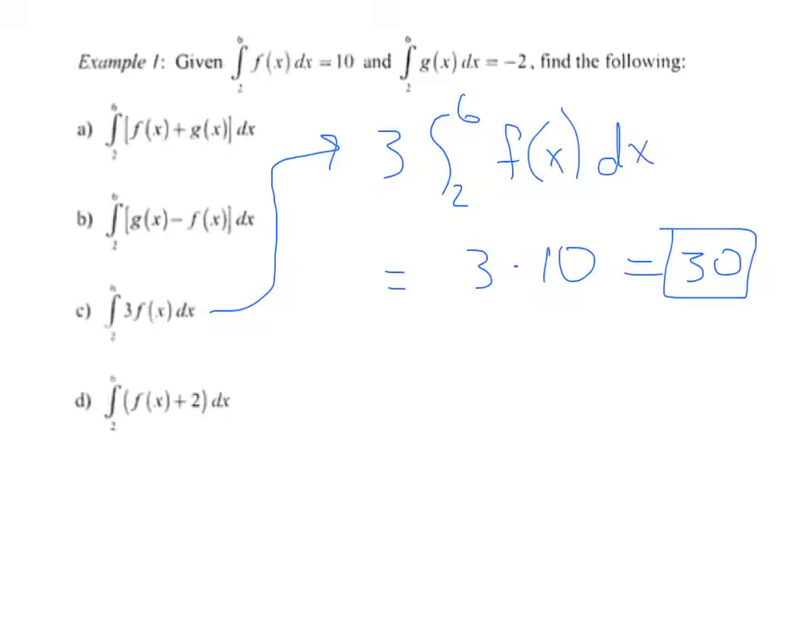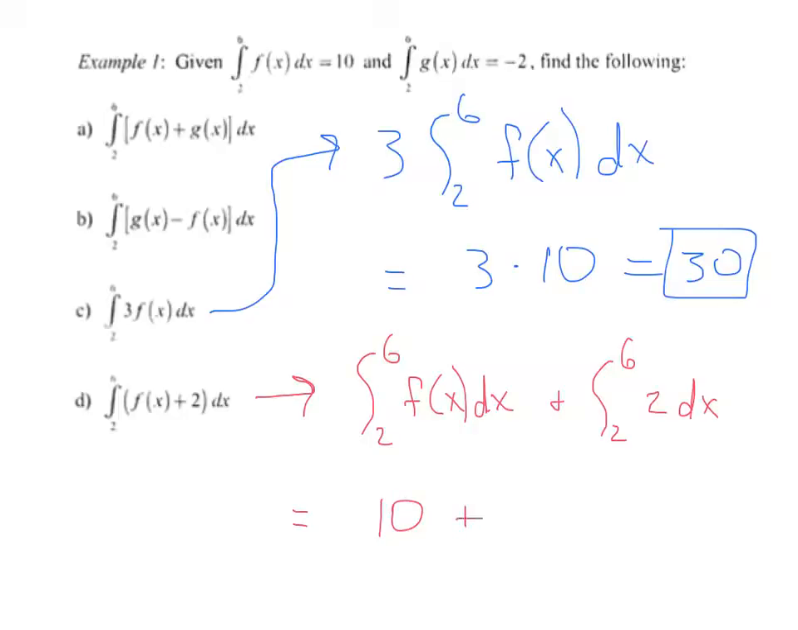And then for letter D, now we're adding two things together, so we need to think through this a little bit more carefully, perhaps. Probably the best way to think of this is, we'll go 2 to 6 of f of x dx. And remember, 2 is also a function, so I can split it up like this. I know that the first one was 10.